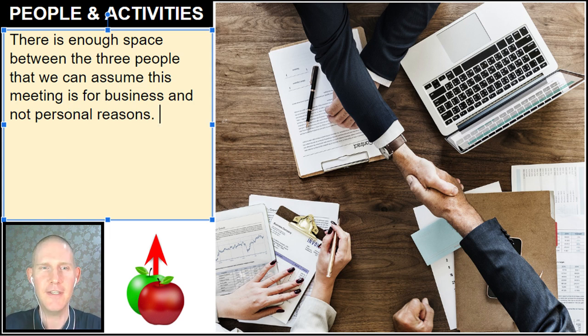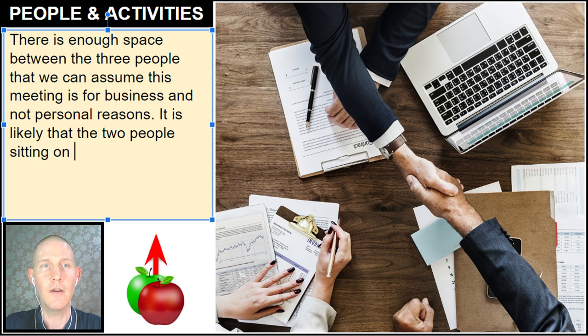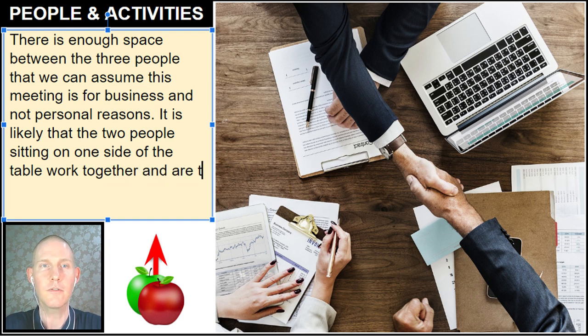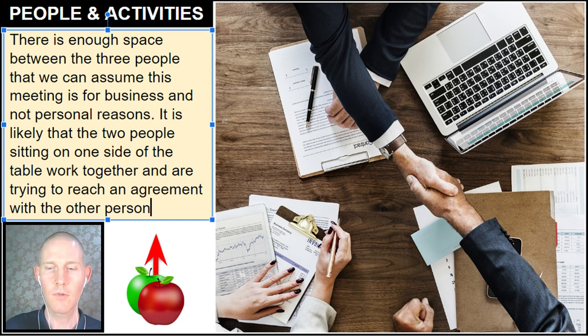Okay, here we go. Let's see. It is likely that the 2 people sitting on one side of the table work together and are trying to reach an agreement with the other person. All right. So the 2 people sitting on one side of the table, that would be these 2 people over here. It's likely that they work together.